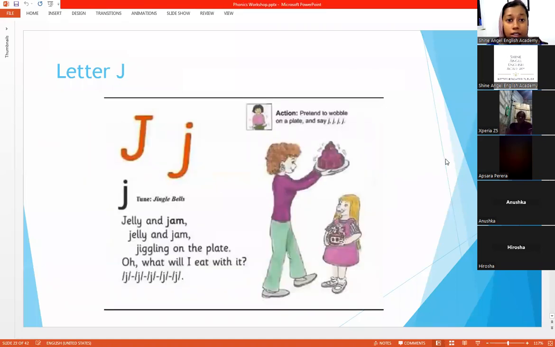The next one is J. So it's like the jelly, you wiggle. You pretend to be the jelly on the plate. Jelly and jam, jiggling on the plate. Oh, what will I eat with it? And you jiggle, and you are jiggling with the children. Nice, right? You can use the word jingle this. Okay, that's a way you sing.